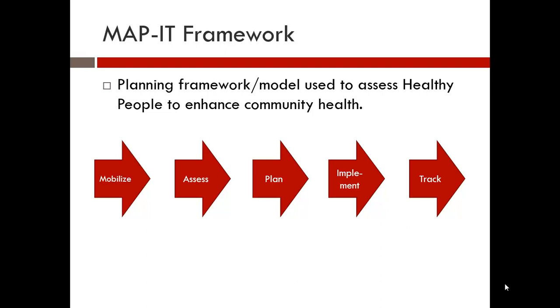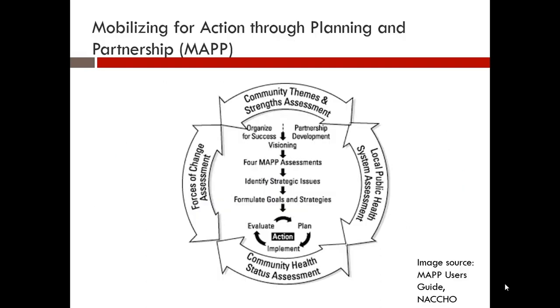Whatever you had planned earlier in step 3, in step 4, you now just run the program, right? So we start off with mobilize, assess, plan, implement, and then the very last arrow, or the fifth step, is to track, or another word, of course, is to evaluate, which is part of PRECEDE-PROCEED as well. So mobilize, assess, plan, implement, and then track. So this was the MAP-IT framework that was used for Healthy People. Again, it's a very similar model to the next one that we're going to look at.